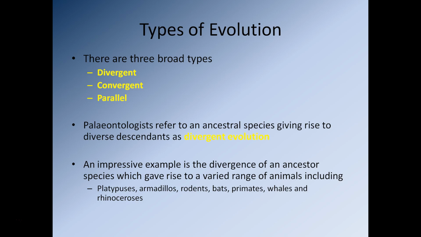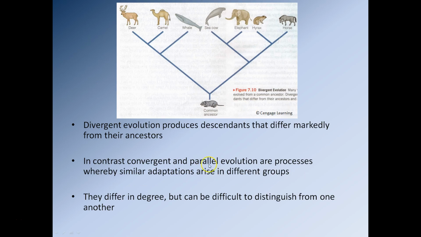You have multiple different descendant species, essentially, which are very diverse from the original parent organism. So here's our model down here. Here's our common ancestor, and this common ancestor, through evolution, gives rise to multiple diverse organisms, species, genera, families. And so this is an example of divergent evolution.